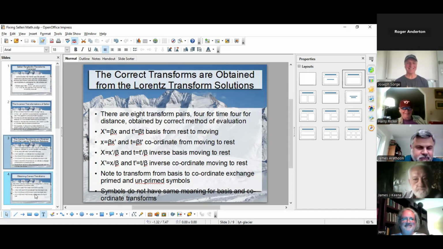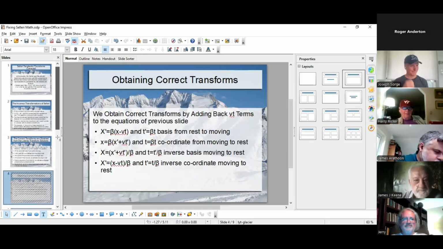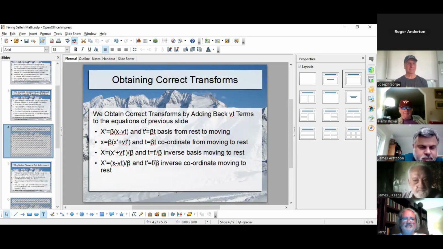All right. Okay, so anyway, here's the point. I'm going to add back the VT terms. And so now we have these equations. X prime equals, this is a basis transformation going from the moving to the rest frame. Then we have the inverse transformation going from the moving frame to the rest frame. Okay, and this gives you all the equations.